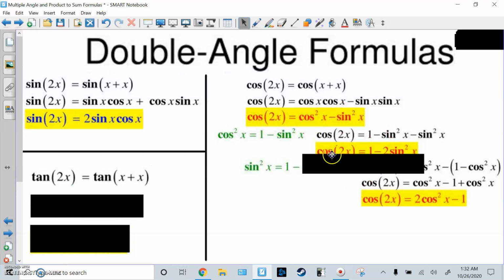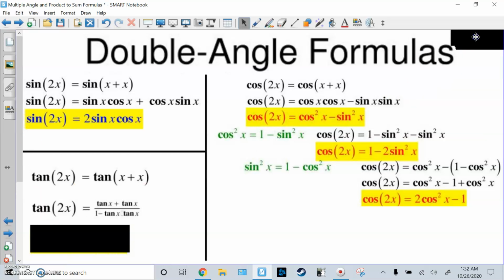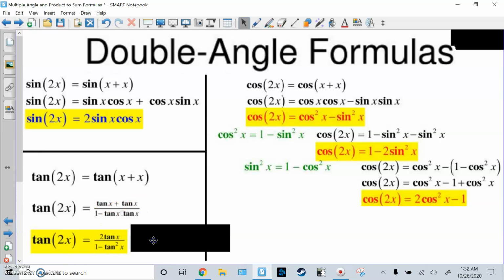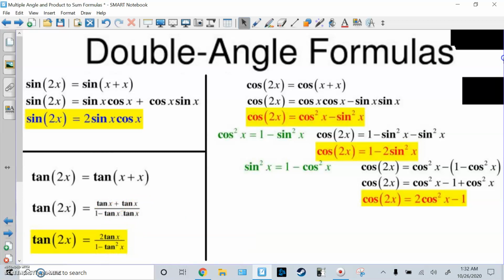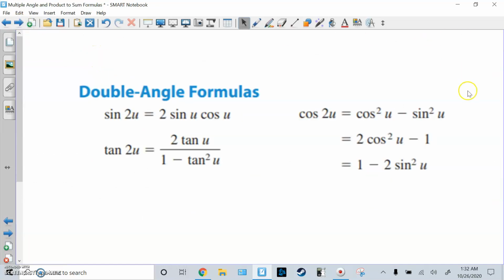Tangent is pretty simple. Tangent of x plus x. And you do the sum of tangent formula from before. Tangent x plus tangent x combines to 2 tan x. The bottom is tan x times tan x, which is tan squared. So 1 minus tan squared. So those are three. You do need to know them. Here's the same three in an easier form, less clutter on the screen. Sine of double angle is this, tangent of double angle is this, cosine of double angle gives you any of these three, your choice.